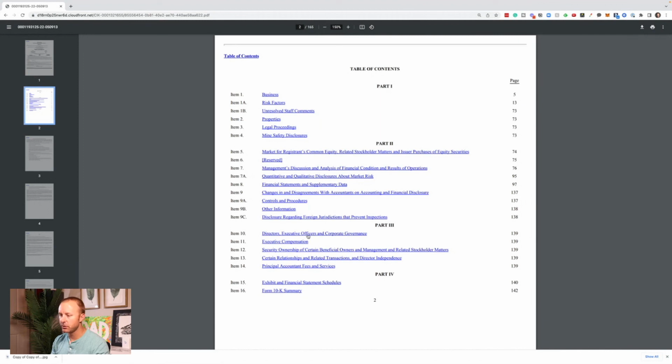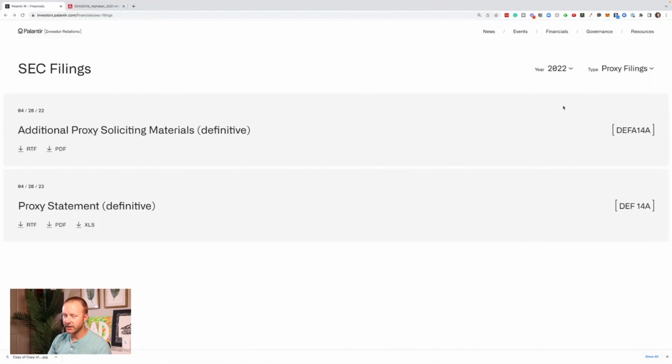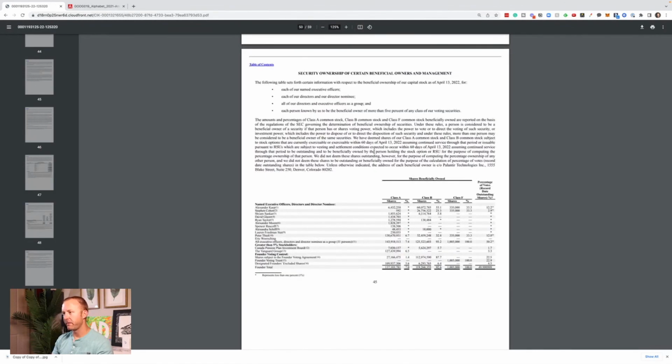Okay, let's jump down to directors, executive officers, and corporate governance. To get to the executive compensation and the security ownership of specific individuals, you actually have to jump over to their proxy filings, which is a DEF 14A. But let's jump into that. And so right here, security ownership of certain beneficial owners and management.